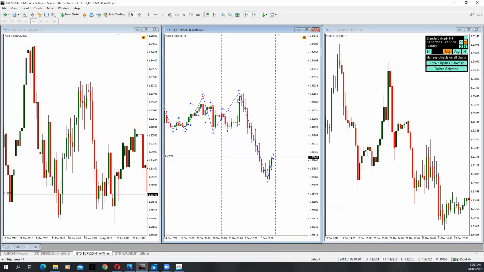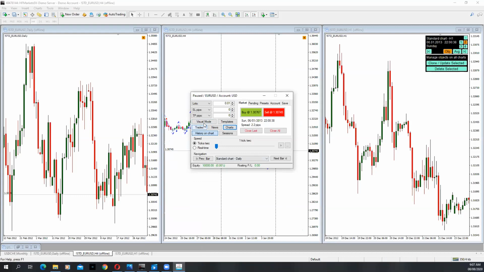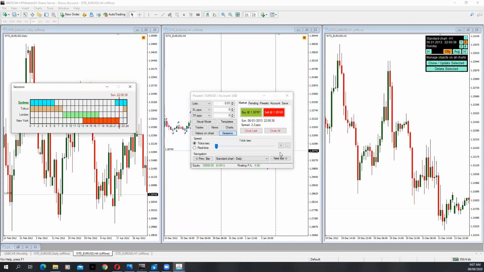So this is where you test it. It actually does work. I use it. That's how I got enough confidence in the system. So you could use it. So this is where you come to test it. And the good thing about this software is that you could put the history on chart. It has the sessions.